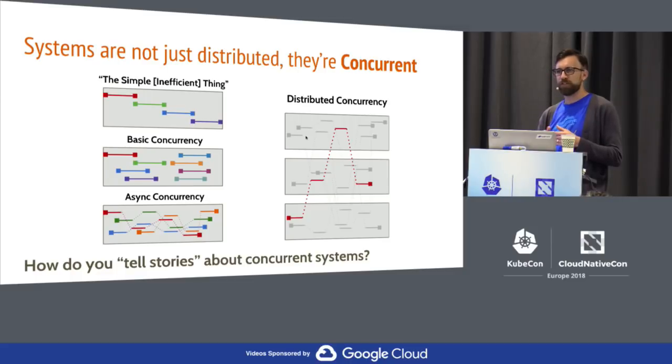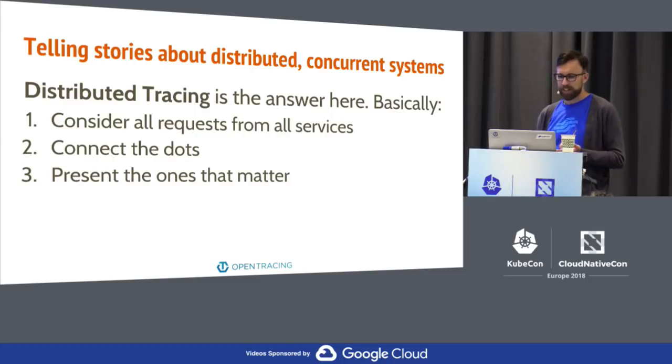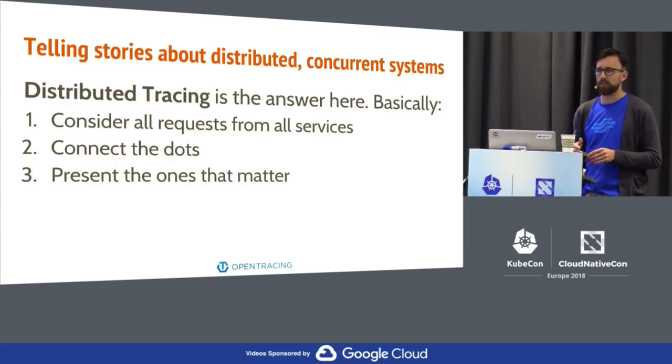So it's not sufficient just to record everything and piece it together later. You need to record everything and keep track of which request is which. So distributed tracing is about this. It's the answer here. You consider all requests and all services. You connect the dots between the services as requests propagate from one process to another. And then you present the traces that matter back to the end user of a system.